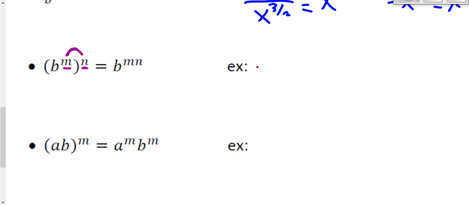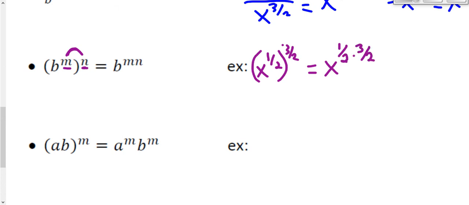So let's say I have x to the 1/2 power, and I want to raise that to the 3/2 power. Now, we can make this happen because all I have to do is take my exponents and multiply them. So this time I have the 1/2 power times the 3/2 power, which all together, if I multiply those exponents together, 1 times 3 is 3, and my denominator, 2 times 2 is 4. x to the 3/4 power. That's what we would be left with.